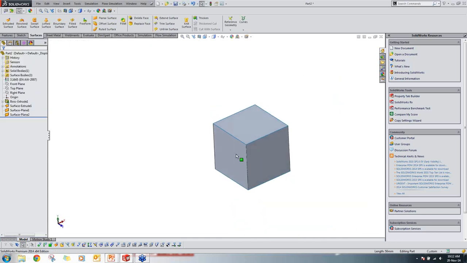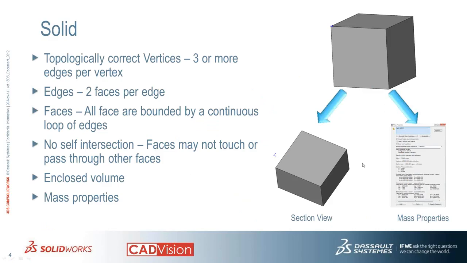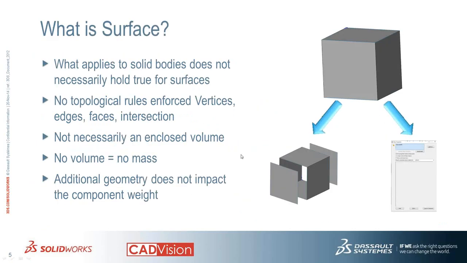Okay, so the cube is done. Let us go back to the slide. Next is surface. What applies to a solid body does not necessarily hold true for a surface. For example, the intersection. Surfaces can intersect each other. We will see that later.